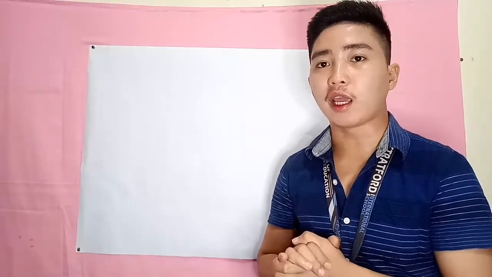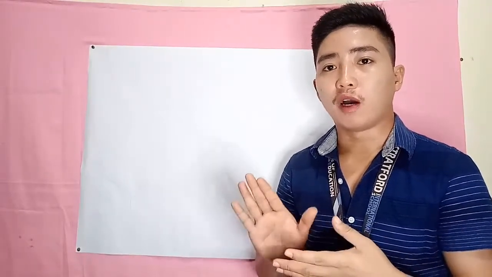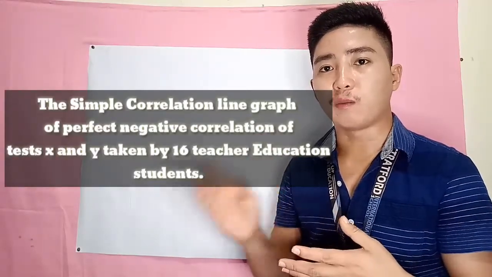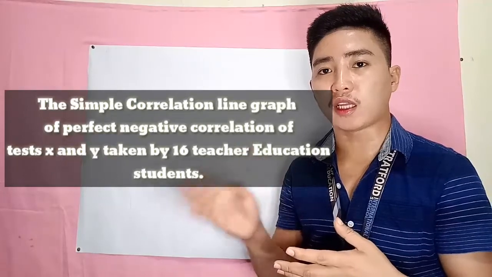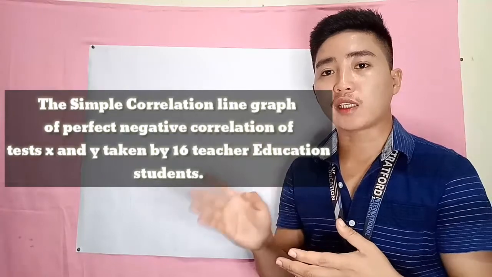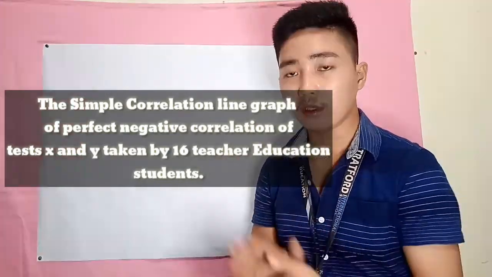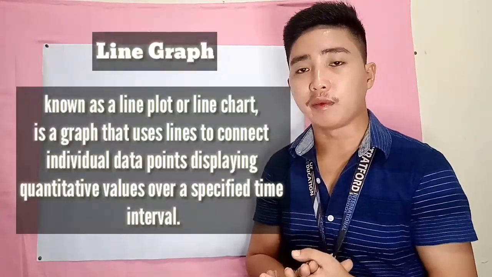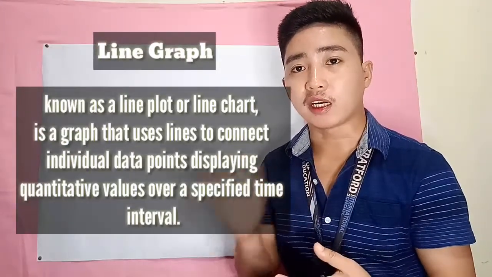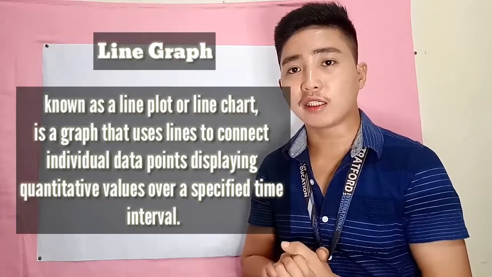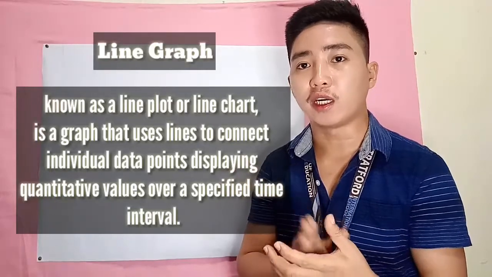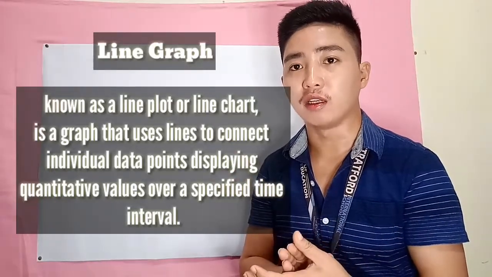Now let us create a line graph. This line graph is the simple correlation line graph of perfect negative correlation of tests X and Y taken by 16 teacher education students. So let us first define what a line graph is. A line graph is also known as a line plot or line chart. It is a graph that uses lines to connect individual data points, displaying quantitative values over a specified time interval.